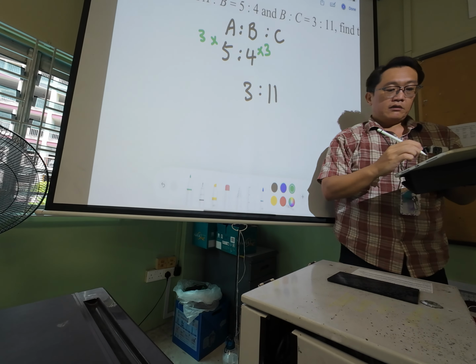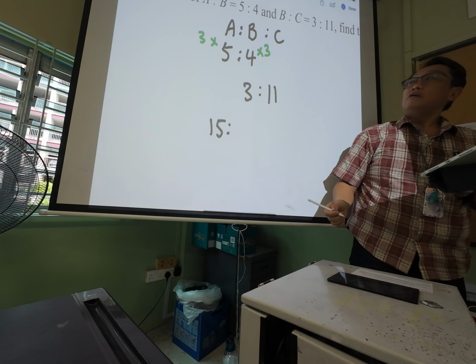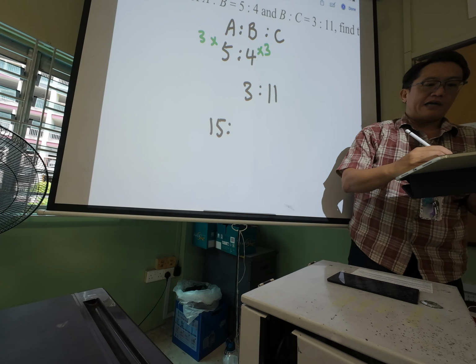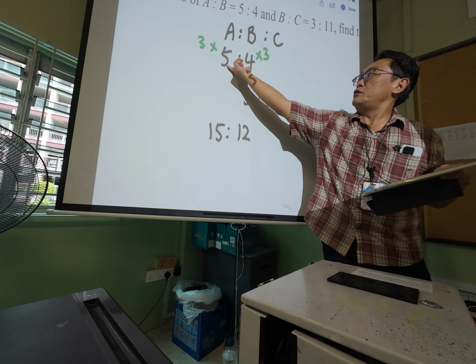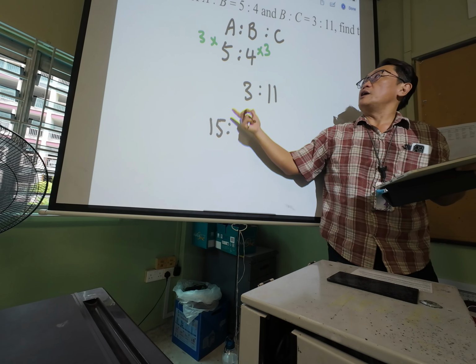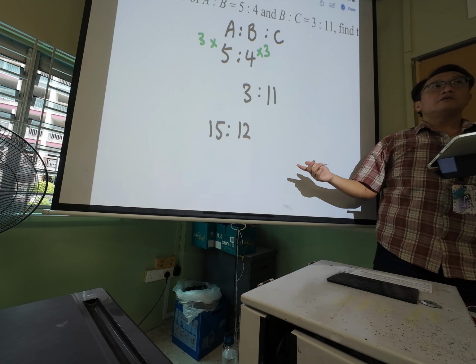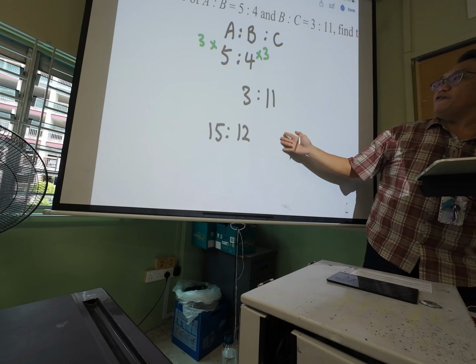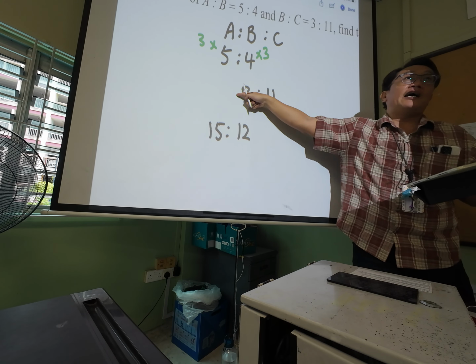Then 3 times 5, I will get 15. 3 times 4, I will get 12. I am just changing this ratio here. They are the same ratio, just look a bit different because I multiply 3 on both sides. Okay? How do I fill in the last part? Then that one will come from the second line.